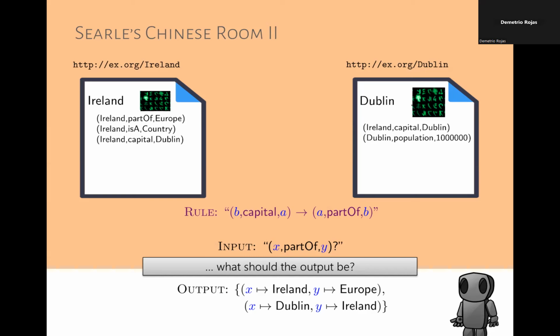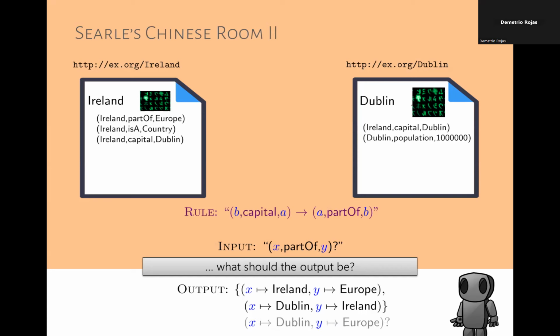So when we go to ask the question, X part of Y, now we get an additional response because we have this rule. We have this extra information that we can use for logical deduction. So now we get the new response, that X can map to Dublin and Y to Ireland based on this rule. It gives us some extra answers.